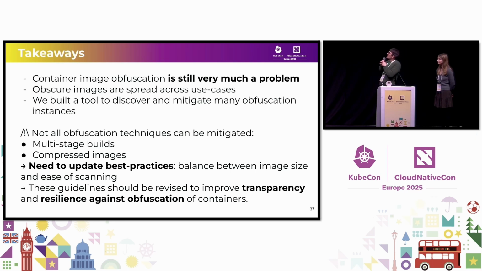So we need to update the best practices that we have, because we've seen an unbalance between the image size, so what people are trying to do, reduce the image size or reduce the instances of CVEs that are related to a given software. But on the other side, we have to think about the ease of scanning. We need to be able to provide new techniques and new best practices to make it easy and more transparent to build containers that are easy to scan.